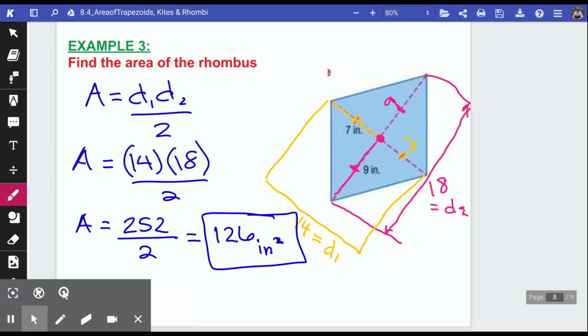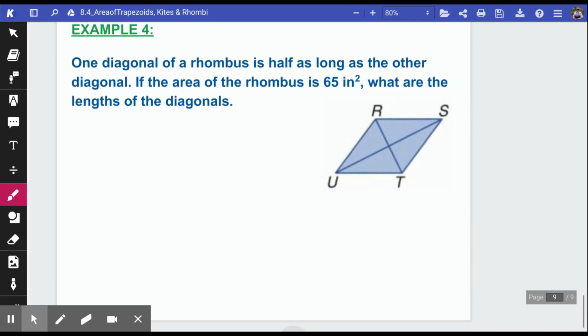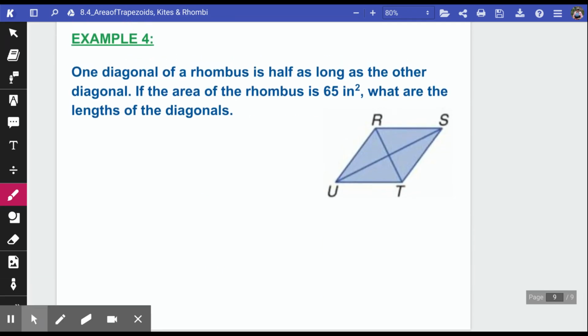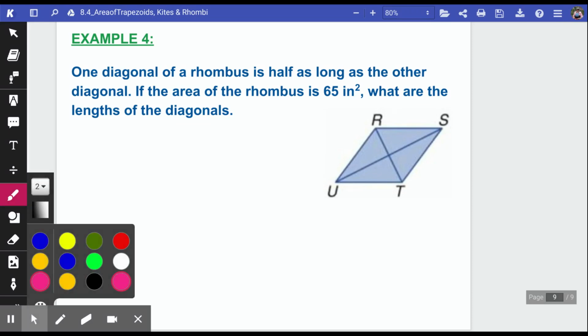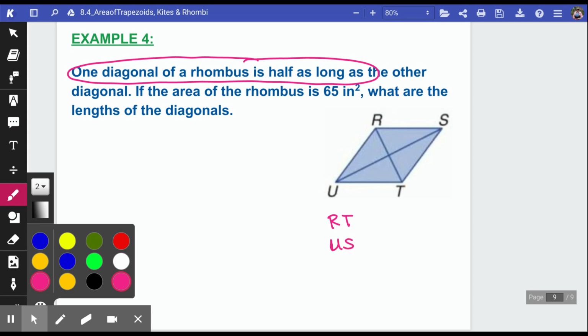Now let's look at one more example. One diagonal of a rhombus is half as long as the other diagonal. If the area of the rhombus is 65 inches, what are the lengths of the diagonals? So this right here is the important part. We have RT and we have US. Those are our diagonals. Okay, so diagonal 1 and diagonal 2.